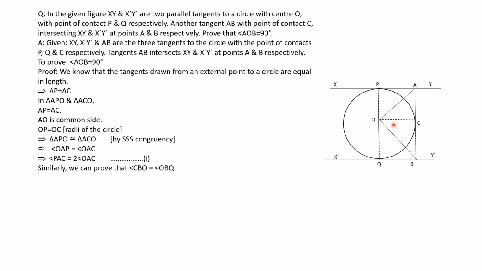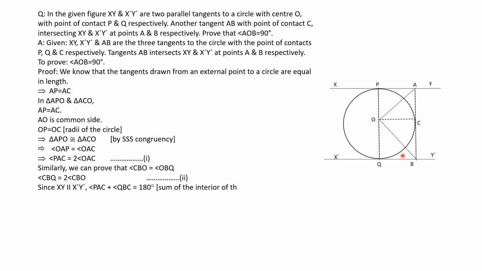That means if triangle OCB and triangle OBQ are congruent to each other, then we can find angle CBO equals angle OBQ. Or you can write angle CBQ is twice angle CBO. This is the second equation.